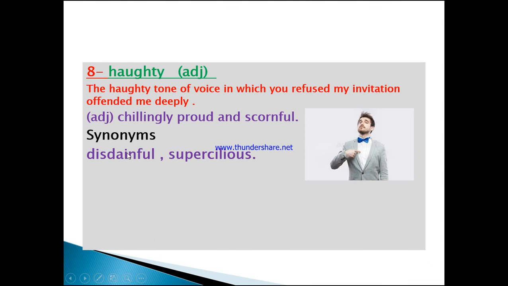What about the synonyms? Disdainful, supercilious. She had a rather haughty manner. You went to a very beautiful woman to ask her for marriage, but you found out that she has a rather haughty manner. She was talking arrogantly. She was a conceited person.